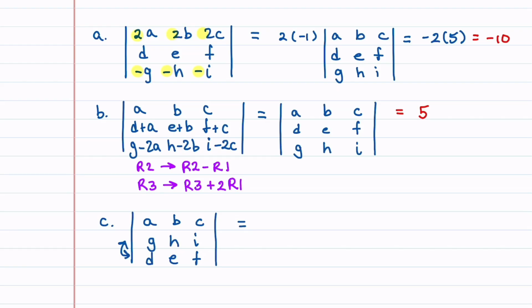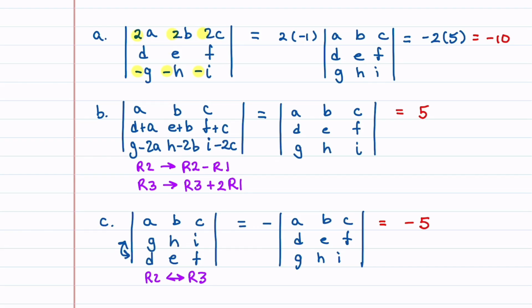So what we want to do is a row interchange. We're going to take row 2 and interchange it with row 3. Now, row replacement doesn't change the value of a determinant, but row interchange does. Whenever you interchange one row, you have to multiply by a negative. So I'm going to put a negative out front, and then we can interchange rows 2 and 3, and we get A, B, C, D, E, F, and G, H, I. This is now a minus times our determinant of A, so our answer is minus 5.